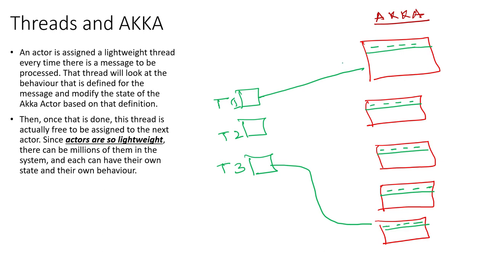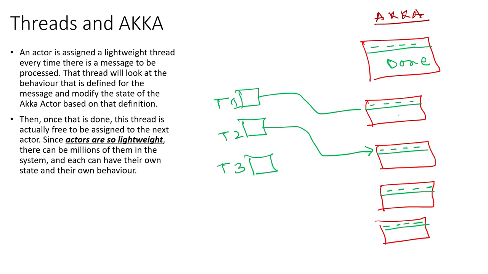For example, T1 is handling the Akka1 object, and once it's done with the work, T1 can then handle the Akka2 object, and T2, for example, is handling the Akka3 object. And once T3 finishes its work, we can tick mark it as done, and this is also done, and then T3 can handle this Akka object.